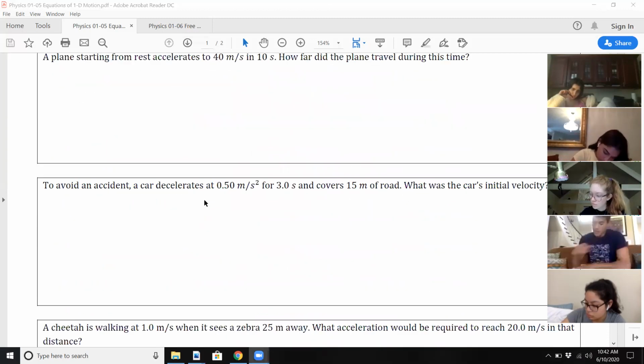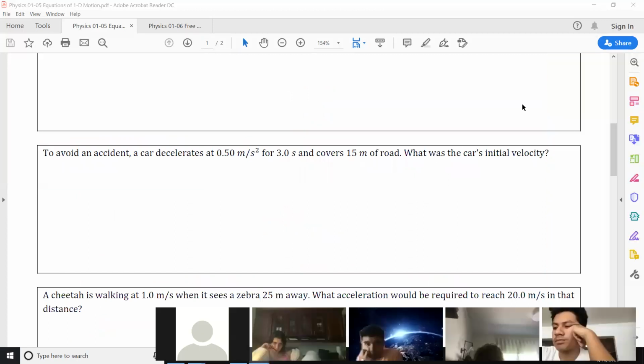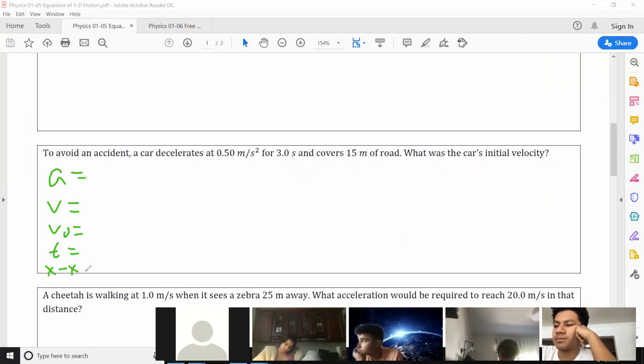Let's take a look at, ooh, that's a good one. Okay, so let's do our strategy again. We're going to be very, very consistent here. Okay, to avoid an accident, car decelerates like that, and so on. So a, v, v0, t. Now, of these 5, 3 of them will be given, 1 we want, 1 will be irrelevant.